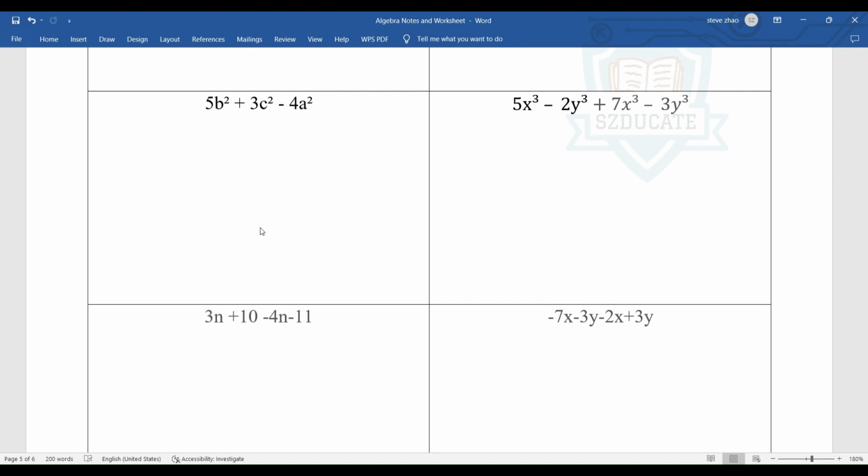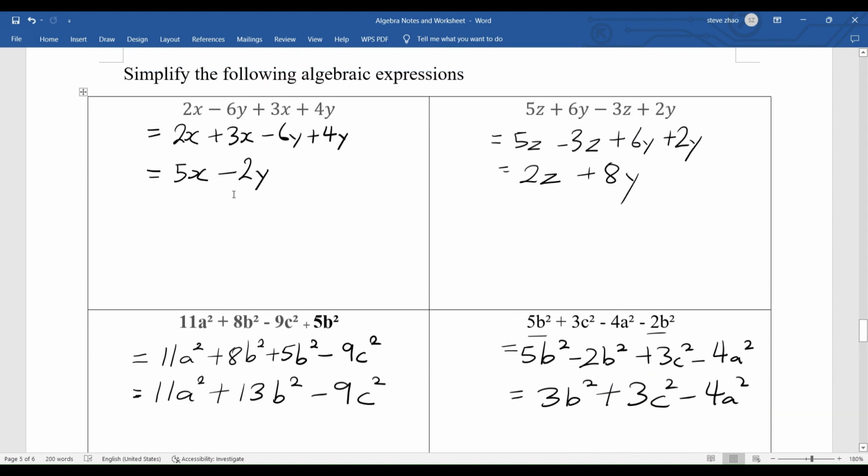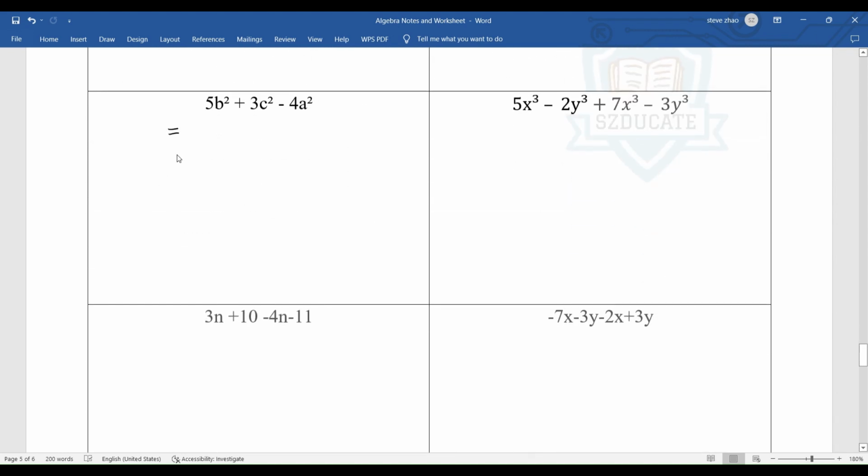I think this is a trick question. If you notice, there's no common term at all, and the question is to simplify. So actually there's nothing to simplify. It's just like that. This is the answer.